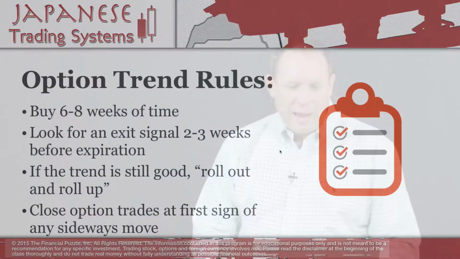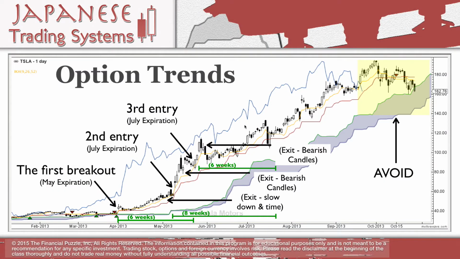Let's take a look here at this Tesla trade and look at what we could have done. The initial breakout, the first breakout, was for the May expiration. So you get in there and you hold it for just about 6 weeks worth of time, and a couple of weeks before you get out of the trade, you notice that the trend is still good, I'm still above the clouds, everything's still good, but I'm running out of time.